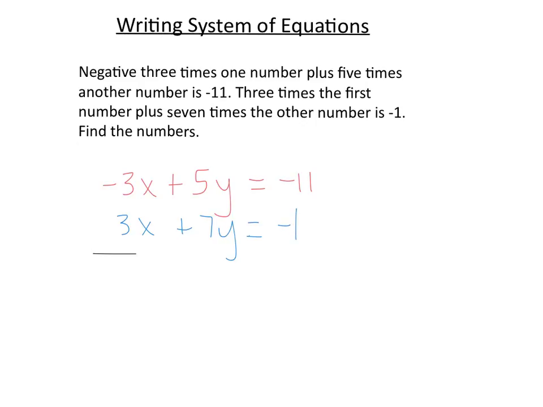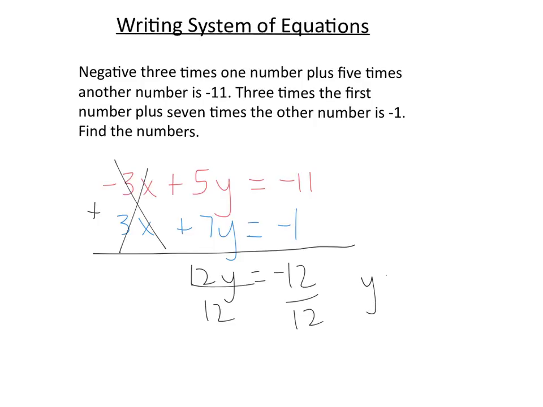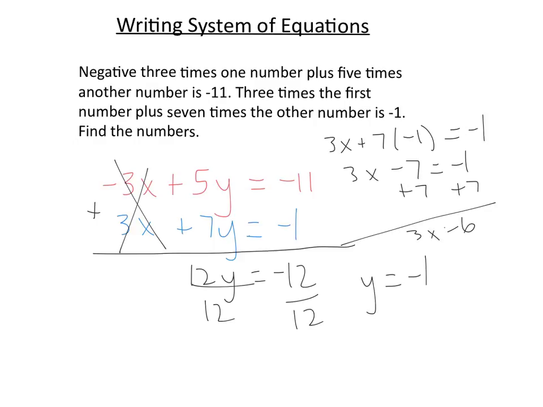Find the numbers. So now this is easy because I already have numbers with variables that line up. So I will go ahead and add the two, and the x terms will cancel out. 5 plus 7y is 12y. -11 plus -1 is -12. Divide by 12, y equals -1. I could go ahead and find x here, and I'll say 3x plus 7 times -1 equals -1. Add 7, 3x equals 6, so x equals 2. So (2, -1) is my solution.